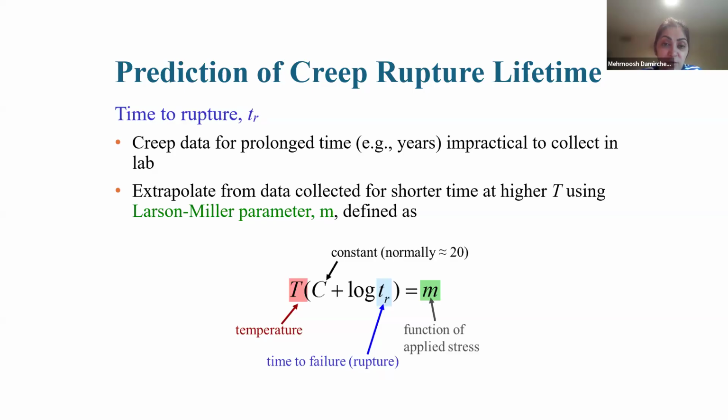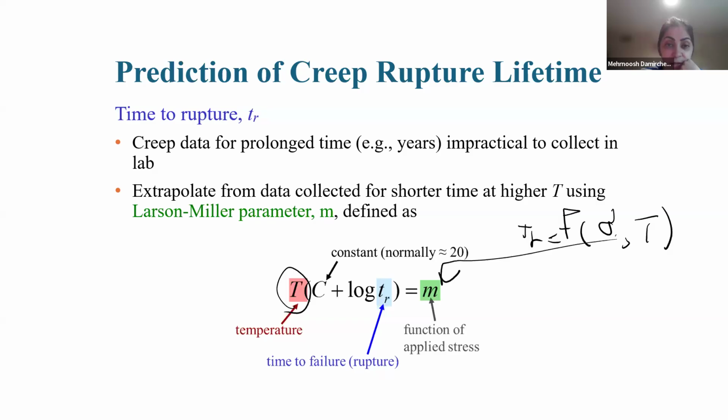If you remember, I told you that rupture time is a function of sigma and T. We see the effect of T completely here, but we don't see the effect of sigma here. Sigma plays a role in M, and you saw in previous slides that by having sigma we have a different M. The name of M is the Larson-Miller parameter.